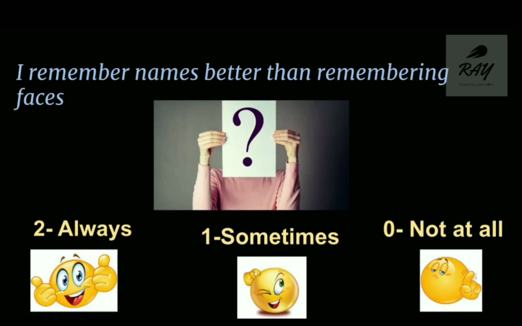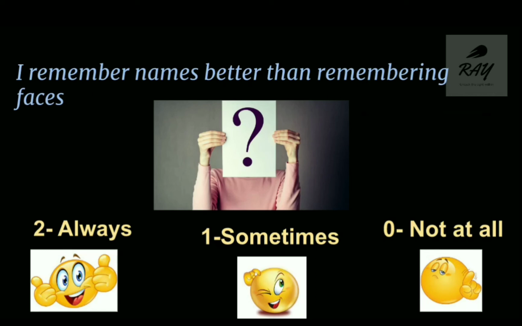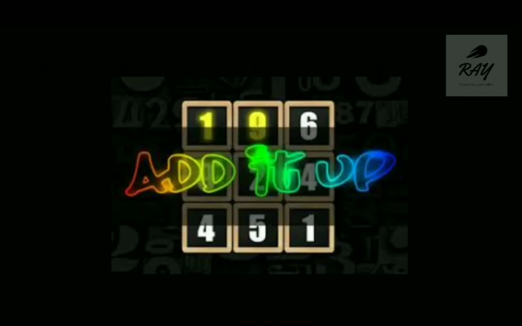I remember names better than remembering faces. Yes, I do tend to remember the names of people, but seriously, I can't recognize or remember their faces exactly. So if you have this kind of behavior or pattern, give 2 for always, 1 for sometimes and 0 for not at all. And 5 seconds starts here. Great. Awesome. So now we are done with part 3.